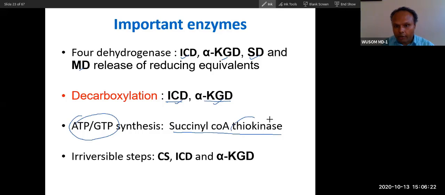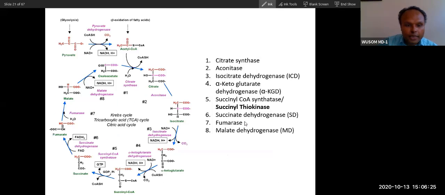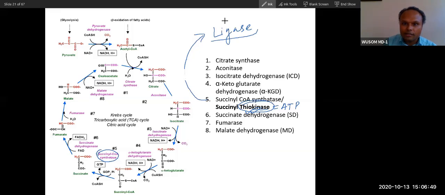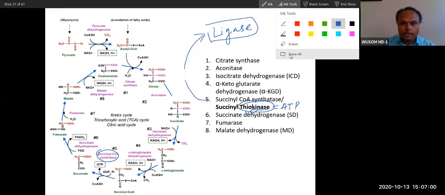Succinyl coenzyme A thiokinase. This thiokinase is basically a misnomer. But for our convenience, because kinase is equal to ATP production or consumption, that is why we have used thiokinase. It is also a name, but the more appropriate name is synthetase, because this enzyme falls into the group of ligase, not transferase. You can see no phosphorus transfer. There is production of GTP. This is a part of a ligase reaction.